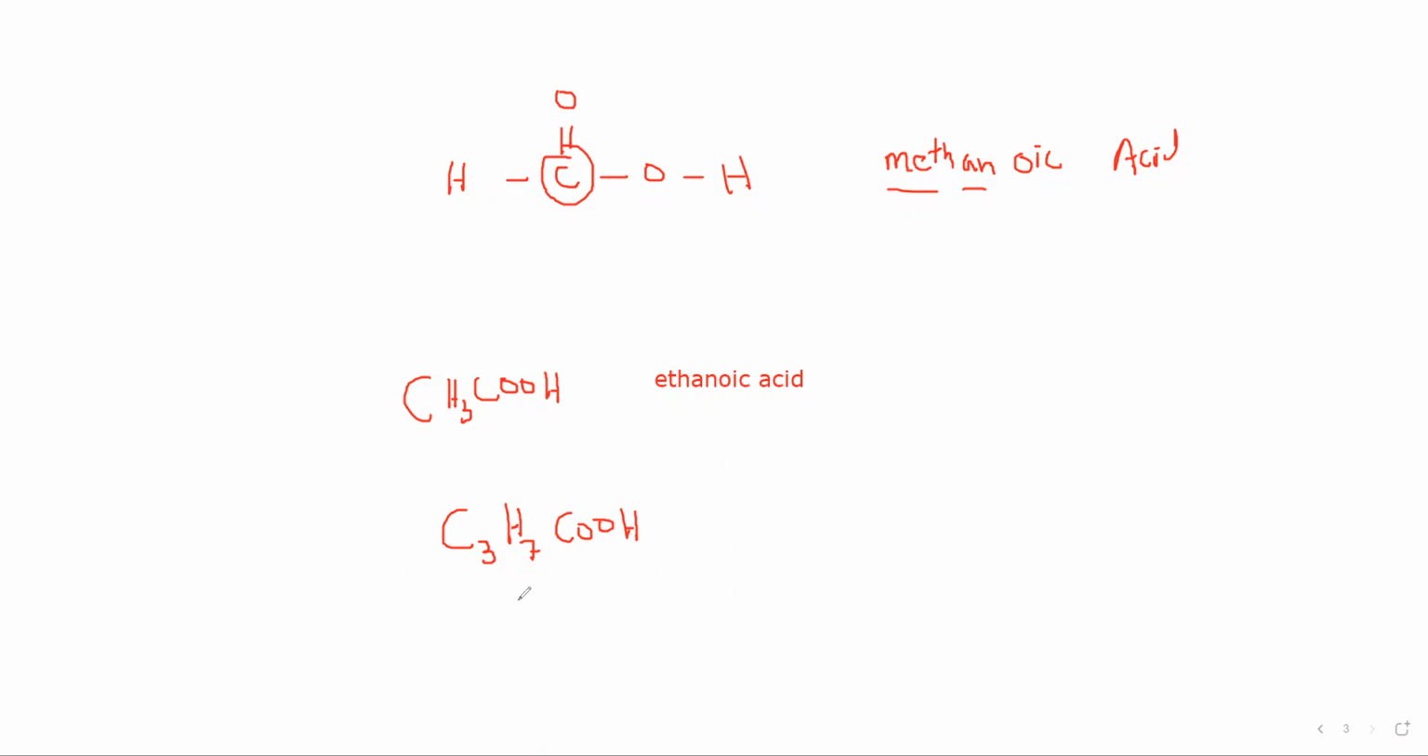So when we check, we count all the carbon atoms. 3 plus 1, 4 carbon atoms are there. Don't count only this part, include this carbon of COOH as well. So it is actually 4 carbons, so it will be but and oic acid, or butanoic acid. Is it clear how to name these carboxylic acids?